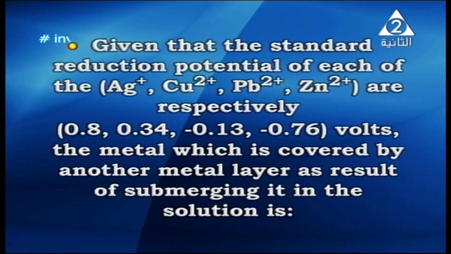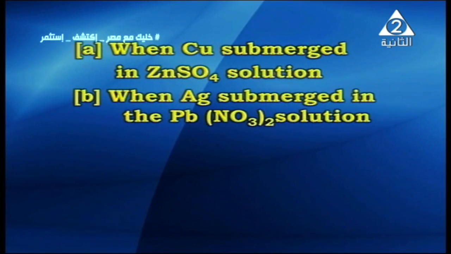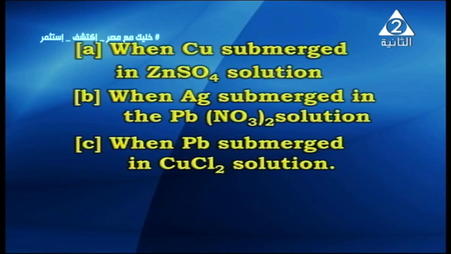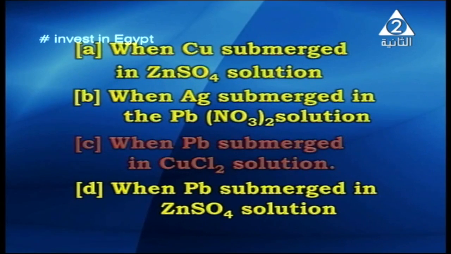Next point, given that the standard reduction potentials of Ag positive, Cu positive 2, Pb positive 2, Zn positive 2 are respectively 0.8, 0.34, negative 0.13, negative 0.76 volt, which metal is covered by another metal layer as a result of submerging it in the solution? When copper is submerged in zinc sulfate solution, when silver is submerged in lead nitrate solution, when lead is submerged in copper chloride solution, or when lead is submerged in zinc sulfate solution. If you think about it, yes, it will be when lead is submerged in copper chloride solution.